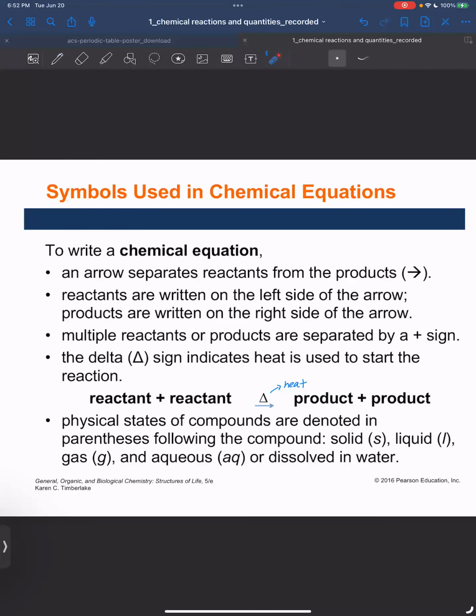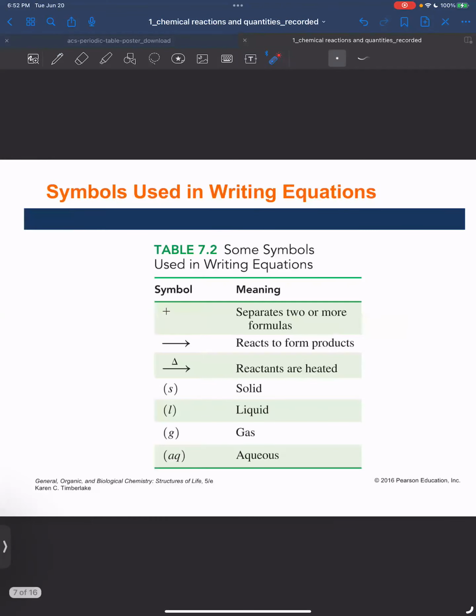Now, we always need to indicate the physical states of compounds in parentheses following the compound. So you've seen me do that throughout these videos. You'll see me keep doing that to stay consistent. I will use S for solid, L for liquid, G for gas, and AQ for aqueous. So whenever you see the word aqueous, that means it's dissolved in water. Here's a summary of the symbols we use in writing equations.